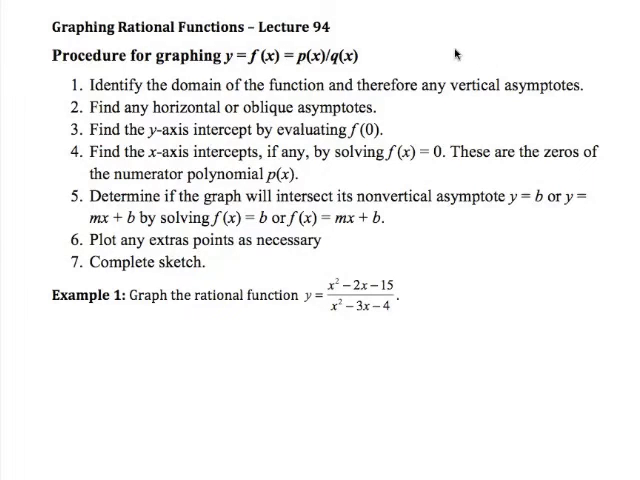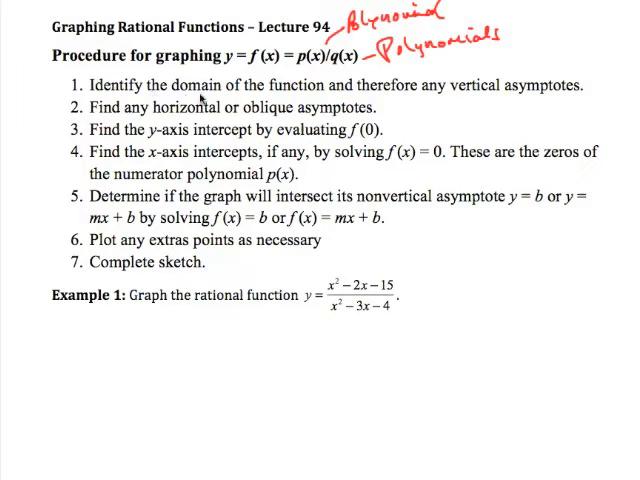Okay, in this lecture we're going to talk about graphing rational functions and lay out a procedure by which we can just follow through and get all the information we require to get a reasonably good graph of a rational function. Again, a rational function is a polynomial divided by a polynomial. Both of these are polynomials. And we're going to work our way through the steps.